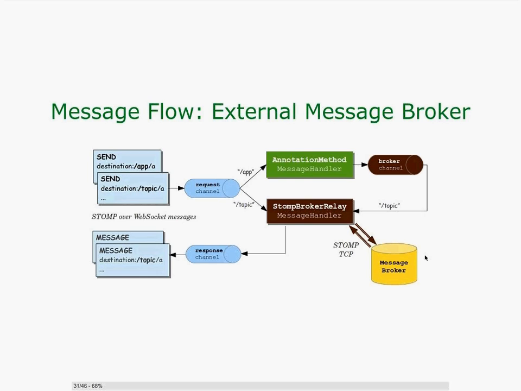And we have this STOMP broker relay. What the STOMP broker relay is going to do is, rather than handling the messages, it's going to pass the STOMP messages on to the message broker over a TCP connection. And then messages coming back from the message broker are going to be sent back down to the response channel, and then they're going to go out back to the client pretty much unmodified.